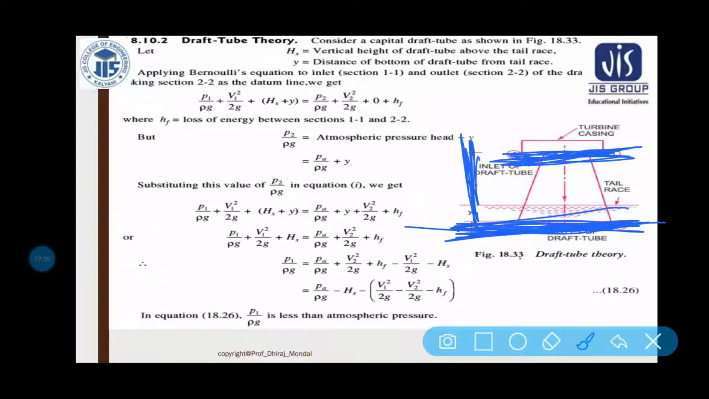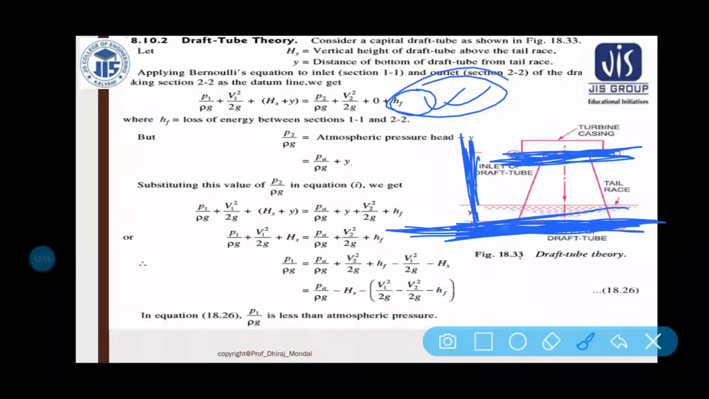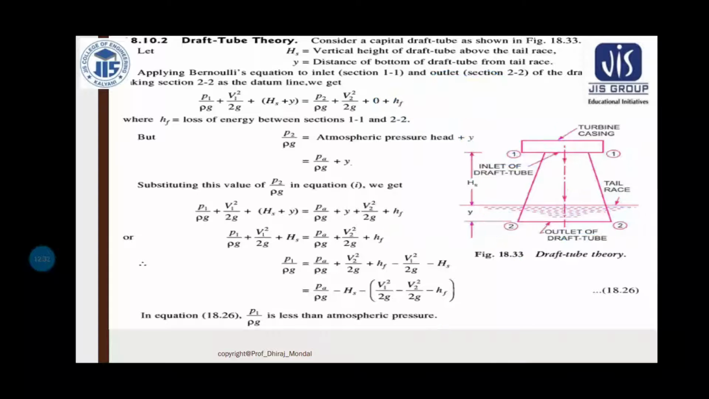With respect to this line, we are taking this as our datum line. Clear? So plus Hf. Why have we taken Hf? Because we are applying the modified Bernoulli's equation. In the modified Bernoulli's equation, frictional loss is taken into consideration. When the water is traveling from 1 to 2, there will be some frictional dissipation, frictional loss.